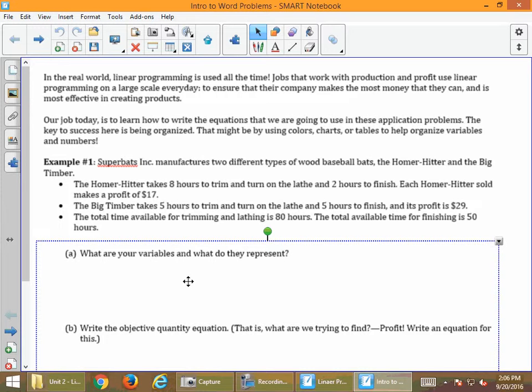And this is just to ensure that their company makes the most money they can and is most effective in creating the product. Okay? What we're going to do today is learn how to write equations from these word problems.